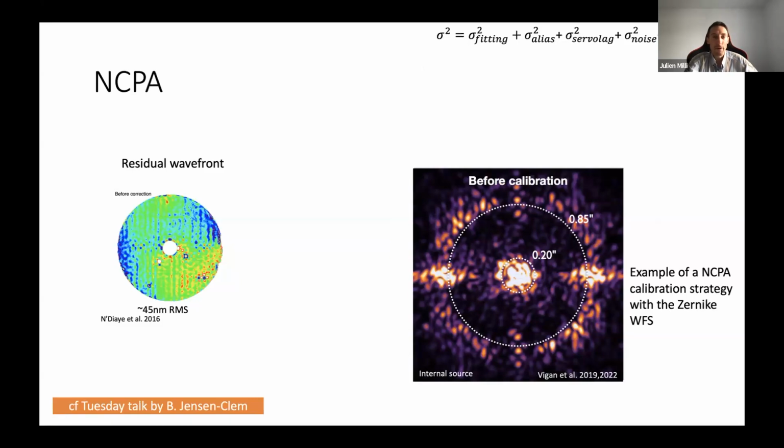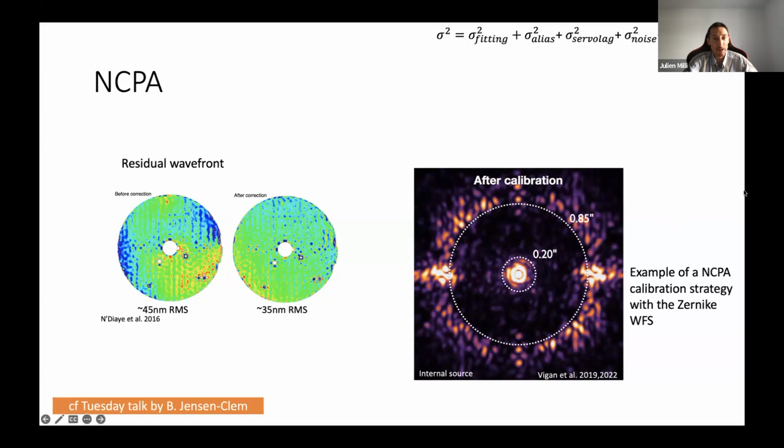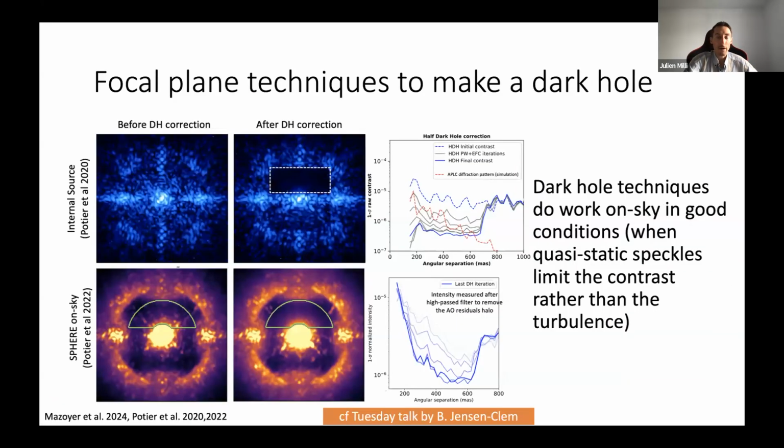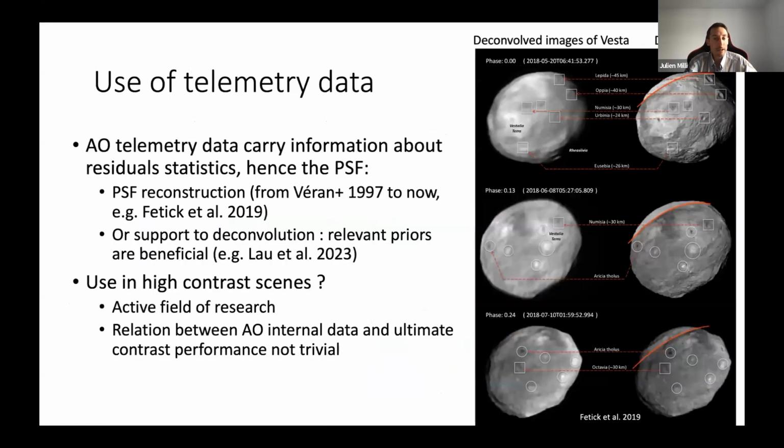Let me go through another error term, which is the non-common path aberrations. That's another problem, and we can do some kind of focal plane wavefront sensing to correct for them. Here is what happened before correcting for the non-common path aberration, and after applying a correction, you see that the wavefront is flatter, and you can really increase your contrast in the well-corrected region of your image. In the same spirit, you can also do some dark hole digging, and this is something that Rebecca mentioned on Tuesday. So I'll be a little bit faster because I see time flies.